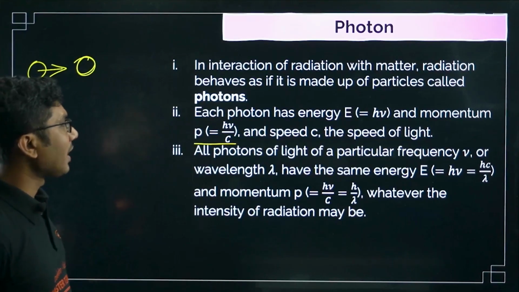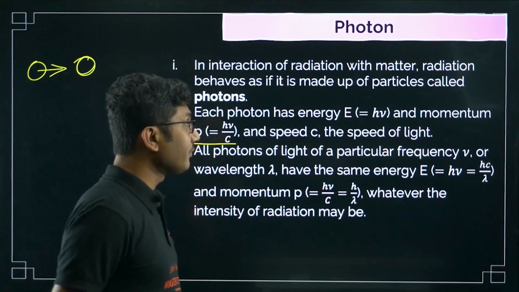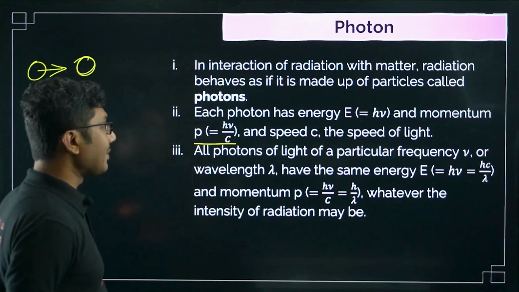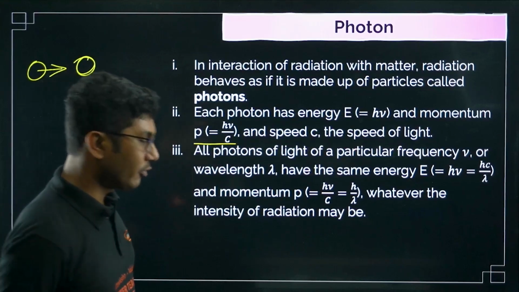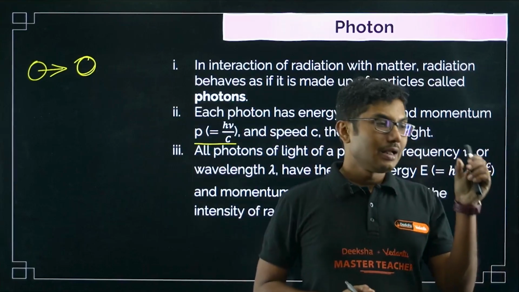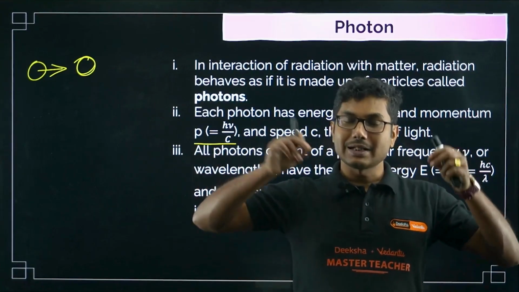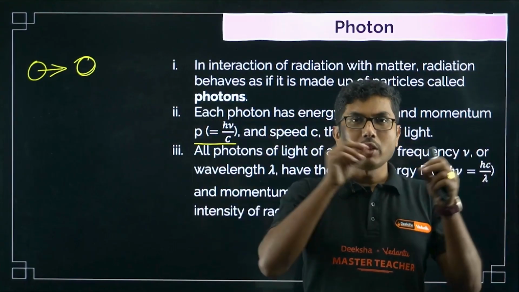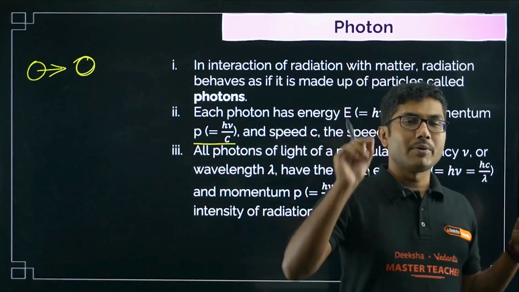All photons of light of a particular frequency nu or wavelength lambda have the same energy. That means if red light is coming, red light consists of multiple photons, and all the photons have the same amount of energy.